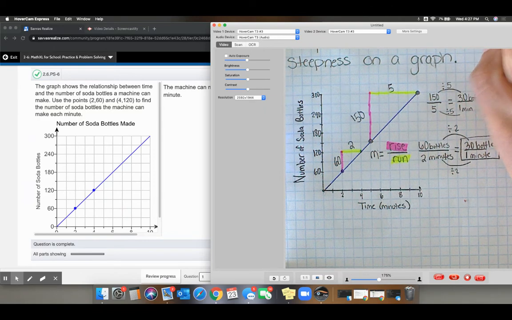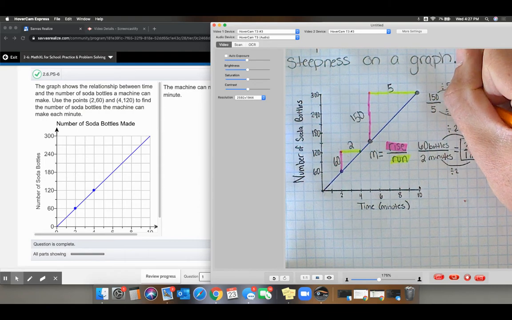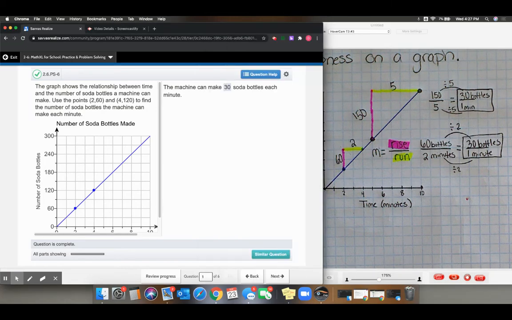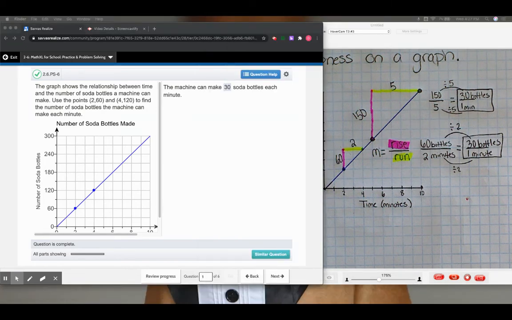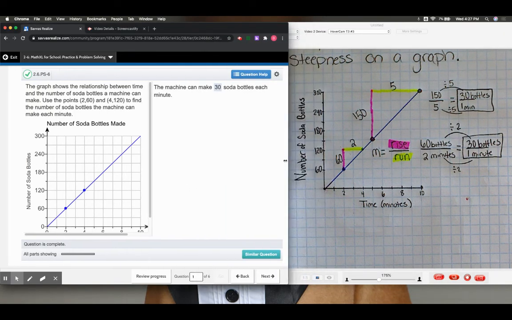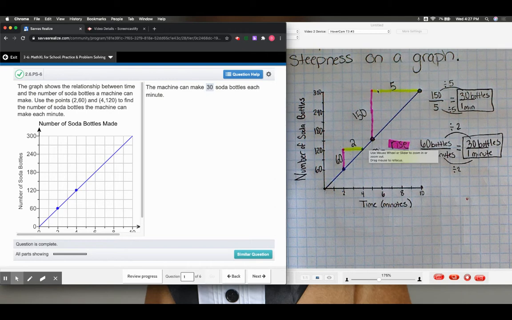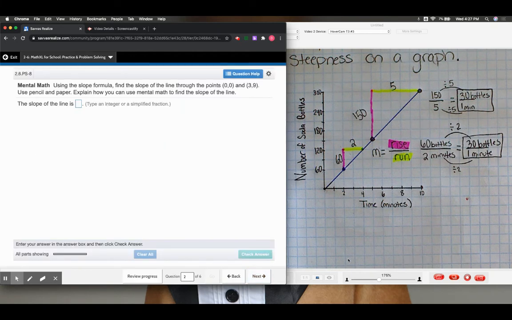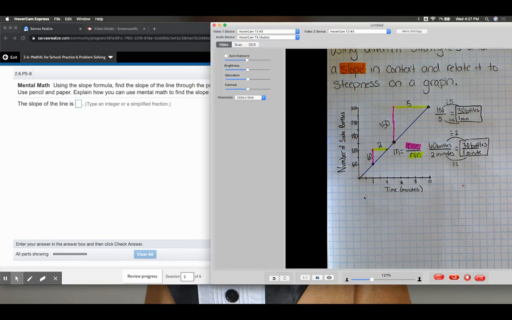Look at that. No matter how big or small the triangle is, the slope is the same. Huge, huge piece in math. So keep that in mind as we move forward. Because a lot of students will say, I don't know which 2 points to pick. It doesn't matter. As long as you calculate it right, count those blocks right, it all works out to be the same. All right. Enough of that problem, Mr. Gallucci. Let's move on.